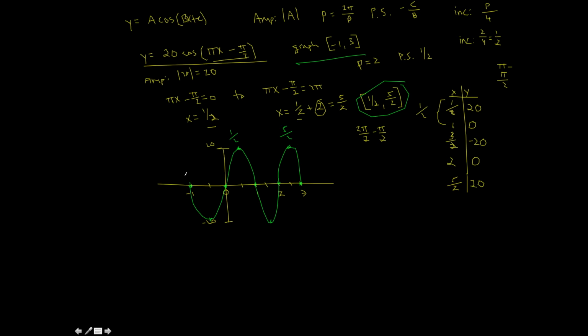All right, so that is graphing something in the form a cosine bx plus c. That'll be the end of this first part of section 3.3. We have one more problem I want us to work, and then we'll actually be done with section 3.3.